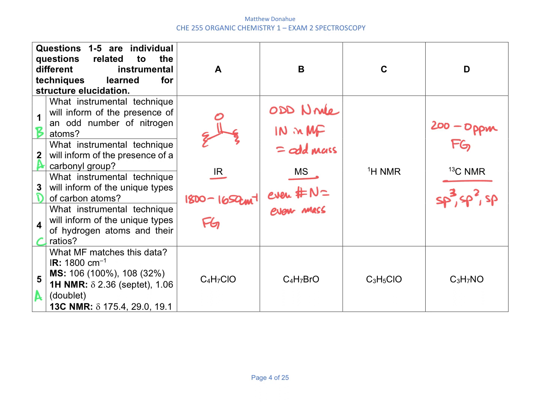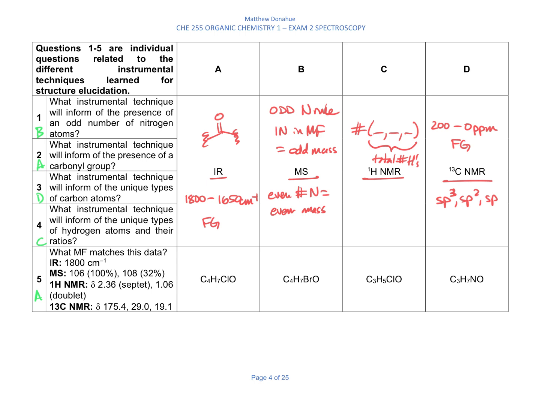And finally, which instrumental technique informs about the unique type of hydrogen atoms and their ratios? That's 1H NMR. And so we've been representing that as unique sets. So whatever number and then their ratios. So for example, this would be 3 unique sets in their ratios here, 1, 2, and 3, whatever those numbers are. The sum of those numbers must be the total number of H's in the molecule.